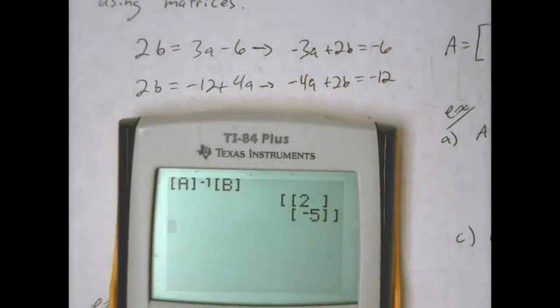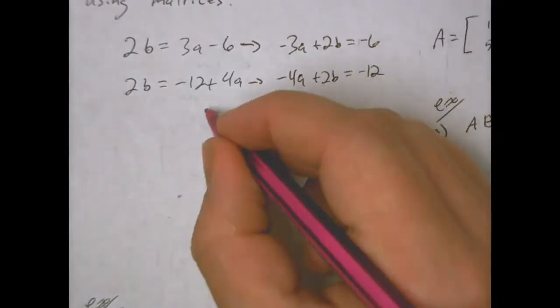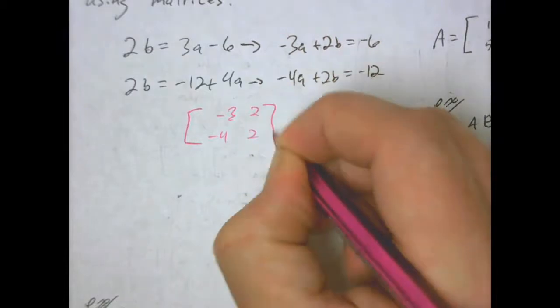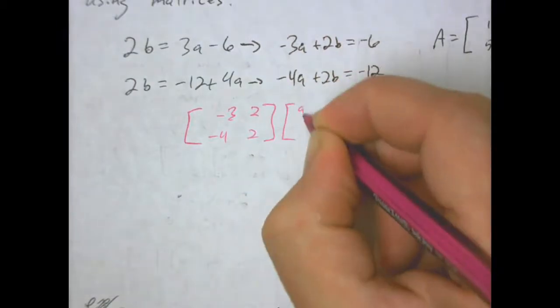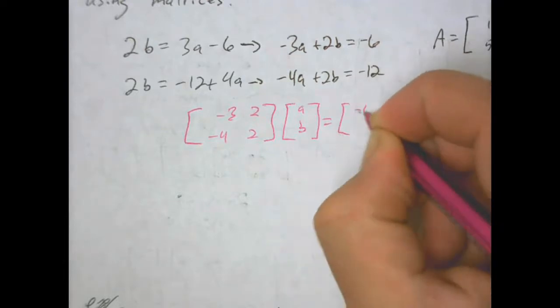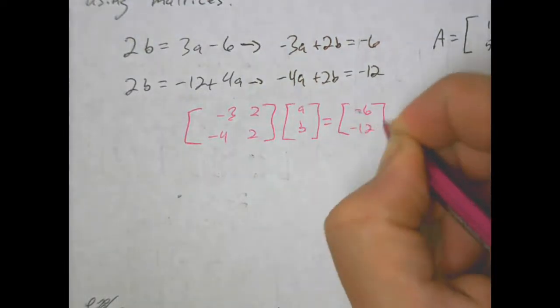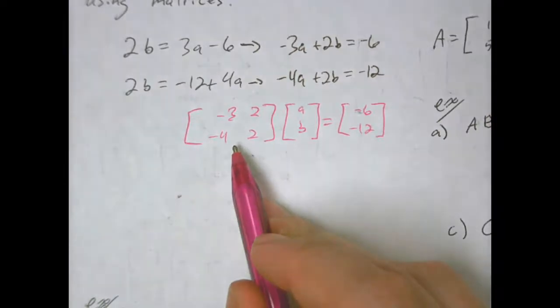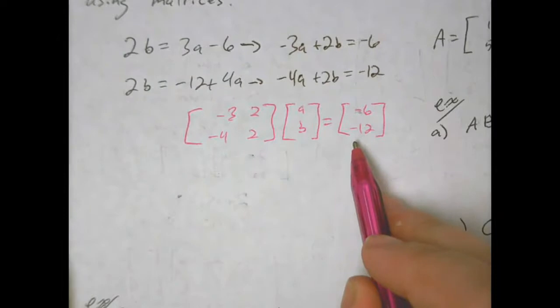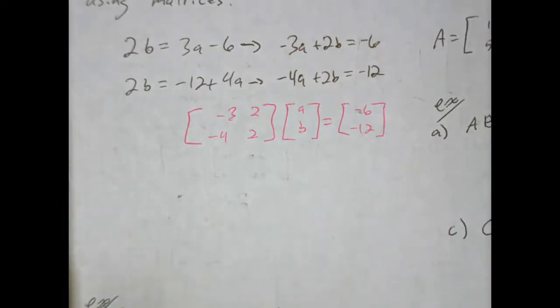So again, we can solve. We have our coefficient matrix of -3, 2, -4, 2, and our variable matrix equals our constant matrix. So again: coefficient matrix, variable matrix, constant matrix. I'm just going to go and enter that in the calculator.